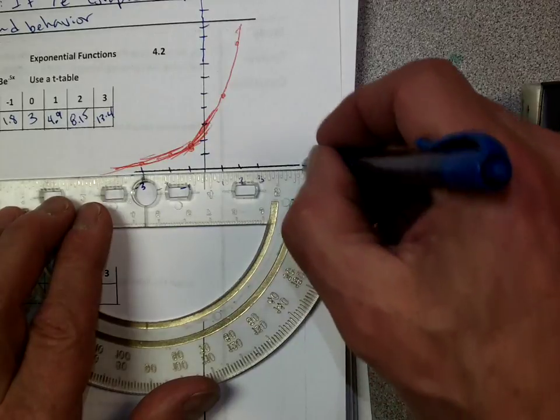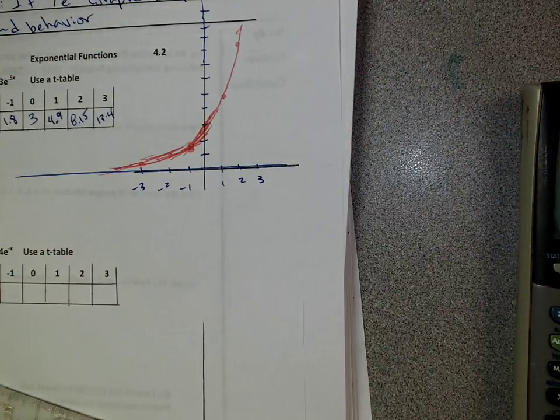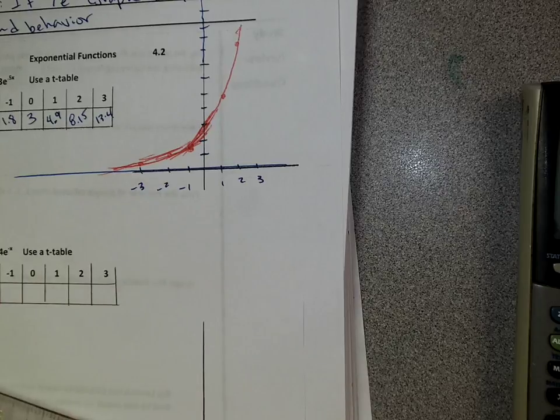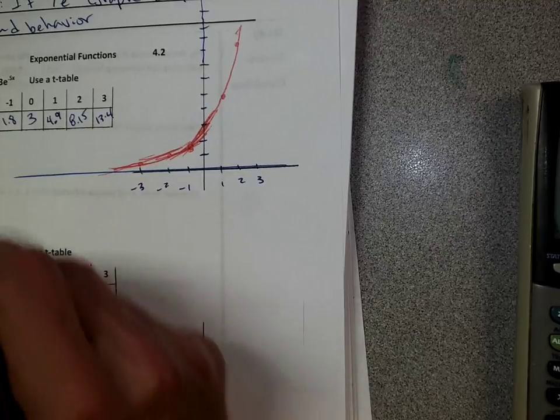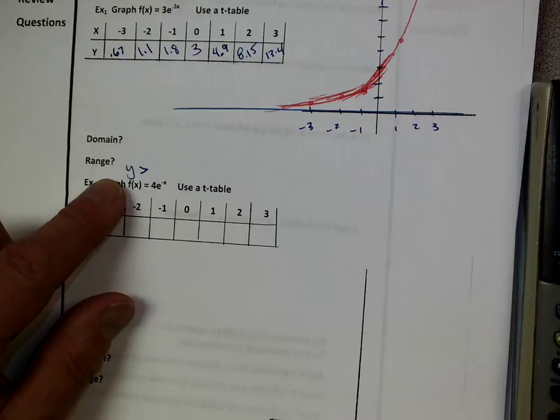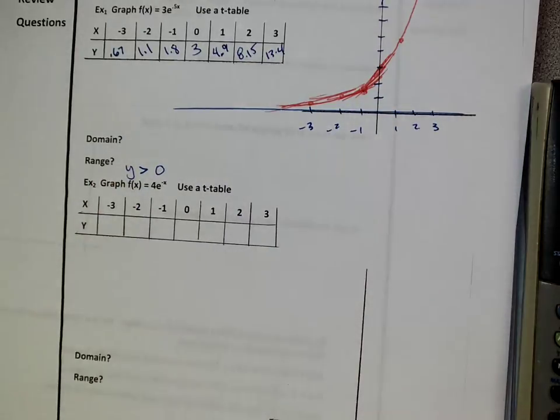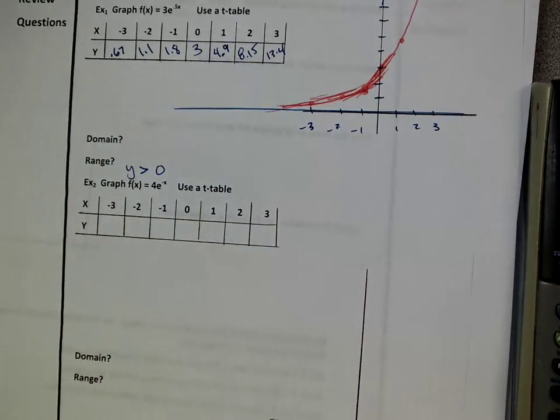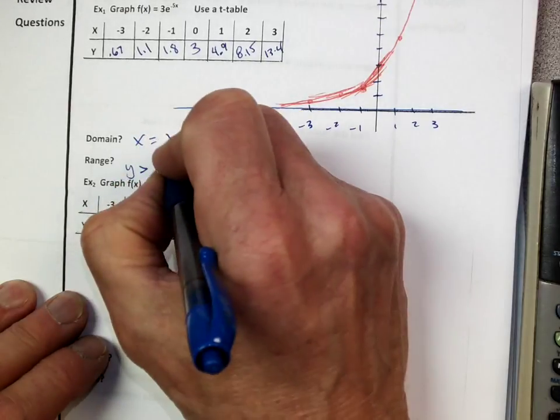Same question as yesterday, will it ever cross the x-axis? No. It will never touch the x-axis. And that changes the range. Since it never will touch the x-axis, the range has just got to be y is greater than 0, okay? Because it's always above 0. But the domain, we plugged in a lot of numbers, right? We can plug in any number, so domain x equals all real numbers, okay?